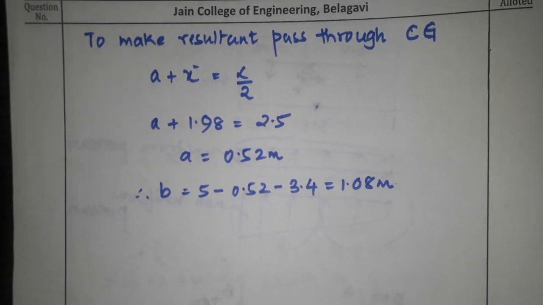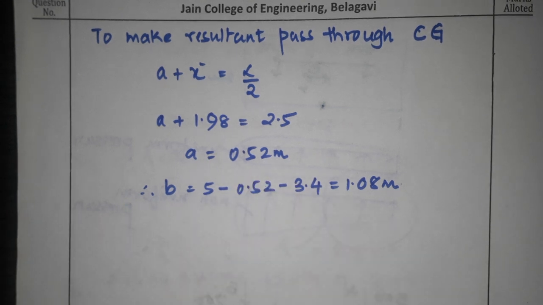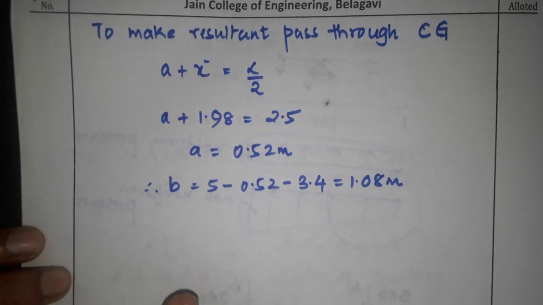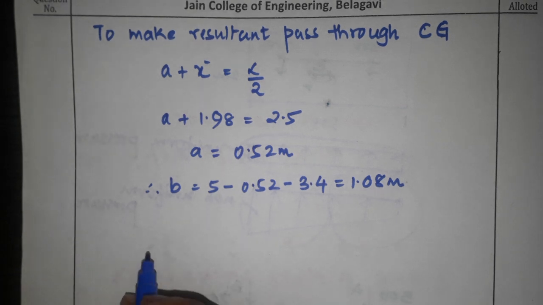So to get both the CGs in the same line, we have adjusted A and B. This is important. We have adjusted the offset from A and the offset from B. So therefore, now the CGs coincide. Okay.